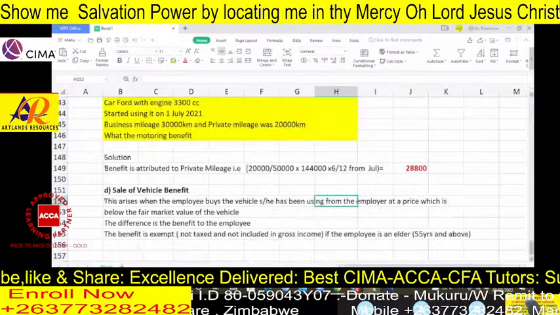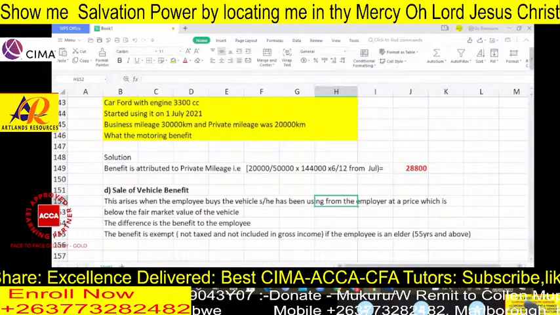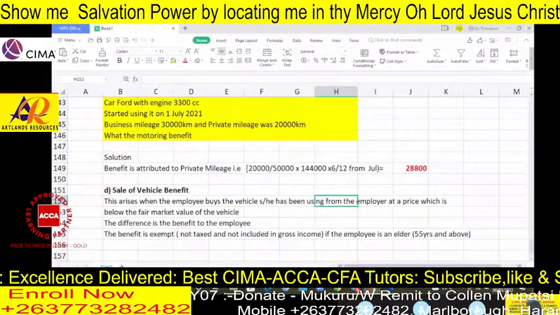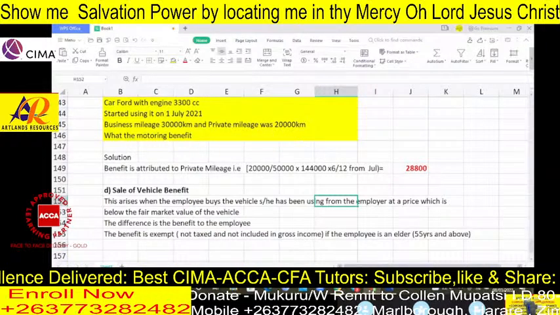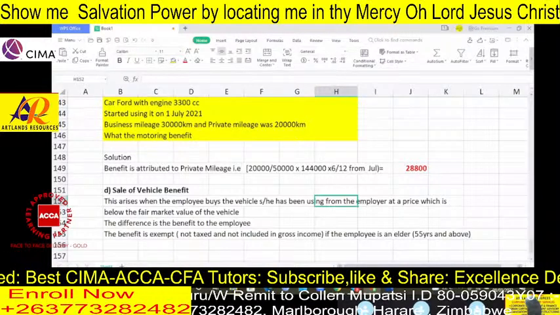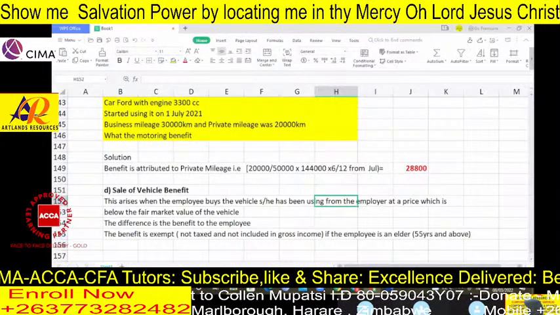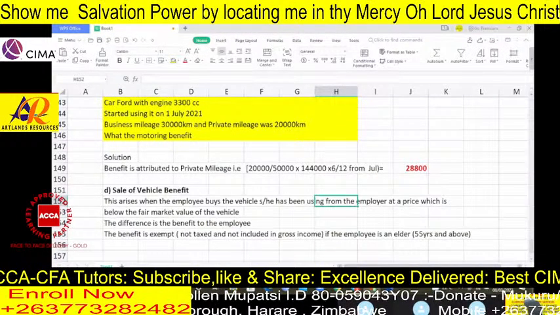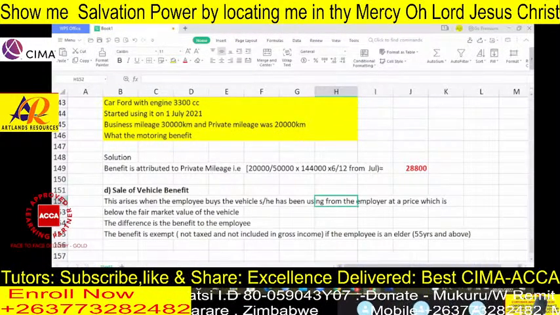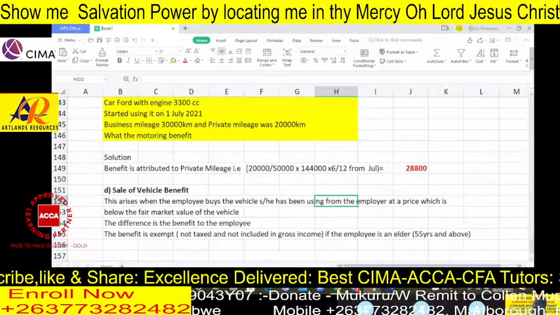That sale of vehicle benefits, you now understand that it's when an employer buys a vehicle that you have been using from an employee, an employee buys the vehicle that he has been using from the employer at a price which is below the fair market value of that particular vehicle. The difference is the benefit that you are getting. But if you are an elder, that benefit again is not taxed.